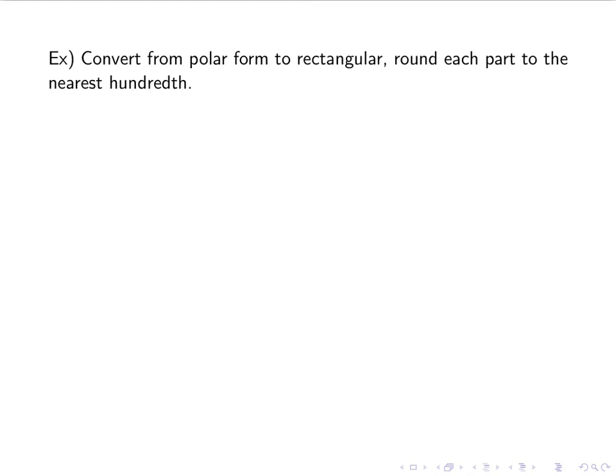So what we're going to do is convert from rectangular form to polar form. And unless it's an integer, we're going to round each part to the nearest hundredth. So we have in polar form 10 angle 60 degrees. That just means it's 10 cosine of 60 degrees plus 10j sine of 60 degrees. And then I'm going to plug those into my calculator.